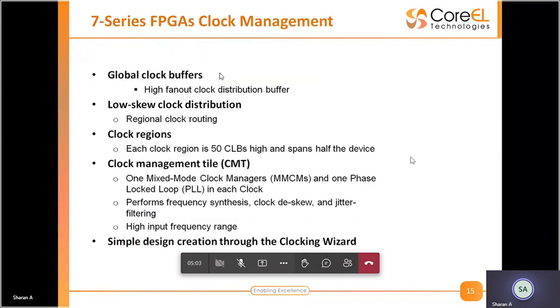So these are different clock management options available on your Xilinx boards. Okay, global clock buffers, local clock skew distribution, clock regions, clock management tiles. So these and all, you must have already seen, like during synthesis and implementation stage in Vivado.